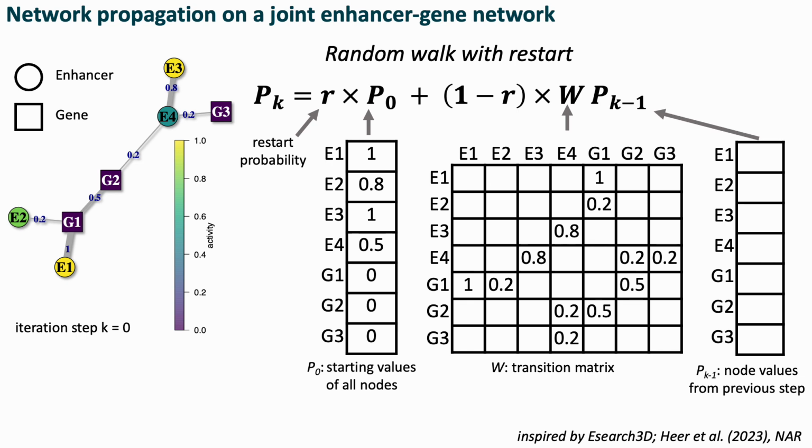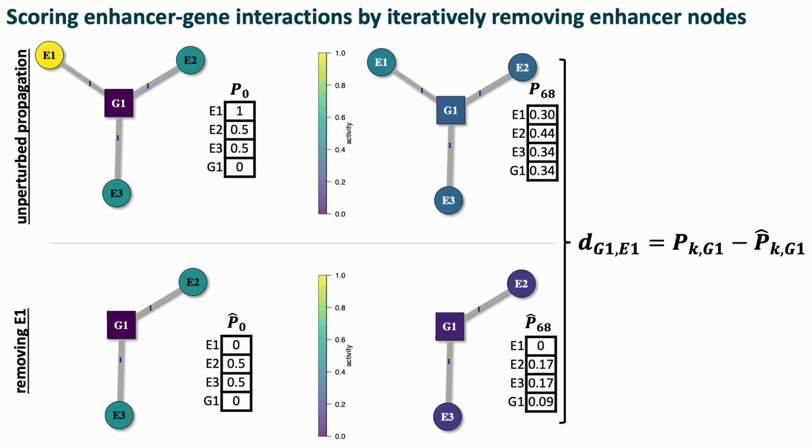back into the network. So we wanted to see, does this actually work if we use this setup to predict enhancer gene interactions? And we did so by iteratively removing enhancer nodes to score each enhancer to gene link. So on top you see the steady state unperturbed propagation. We have a smaller example, 1 gene and 3 enhancers, and we see this one here is more active.